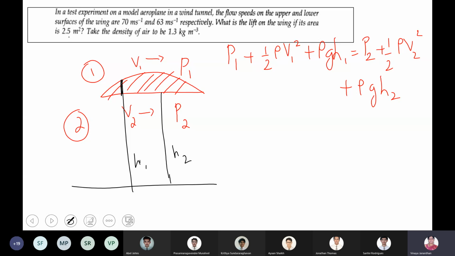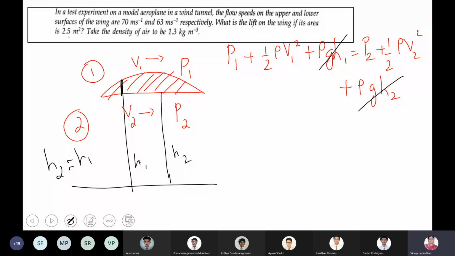This distance H2 minus H1 is very minimal. If you compare the total distance, the height of the wing with respect to the ground, the thickness of the wing is very less, which means H2 is approximately equal to H1. That is what you are considering. Clear, boys? So these two will get cancelled.